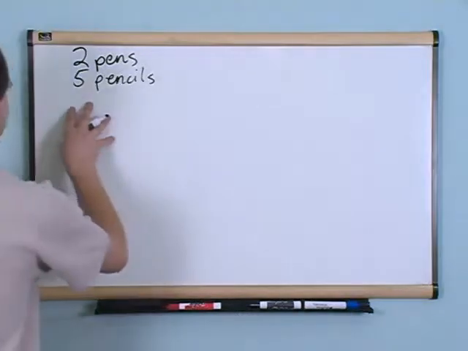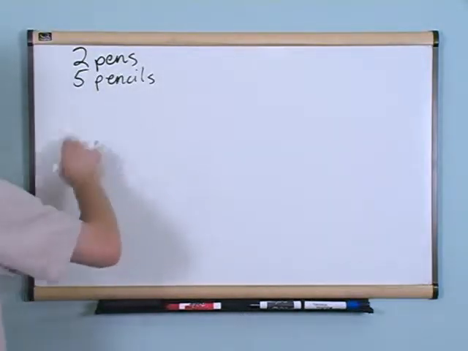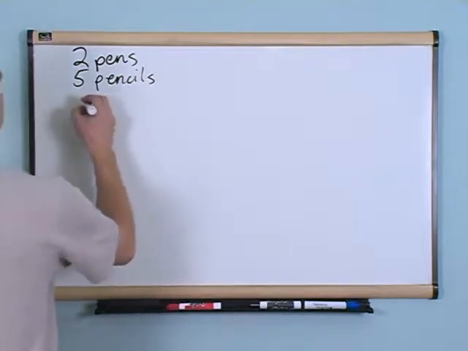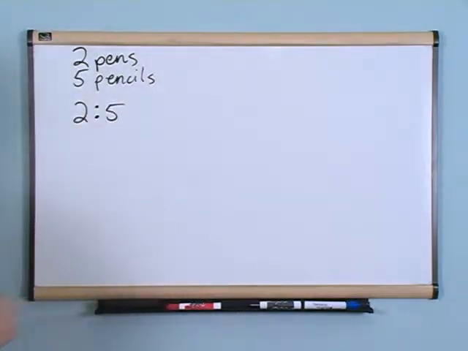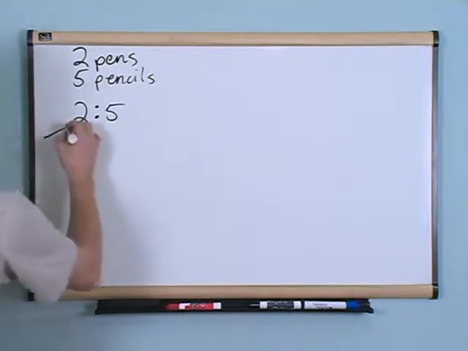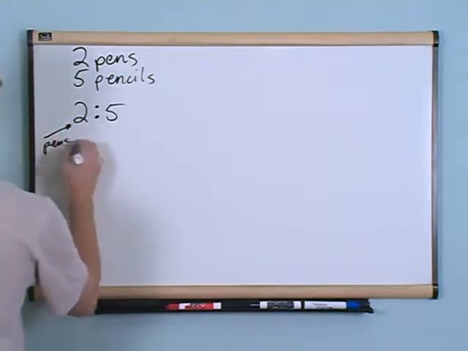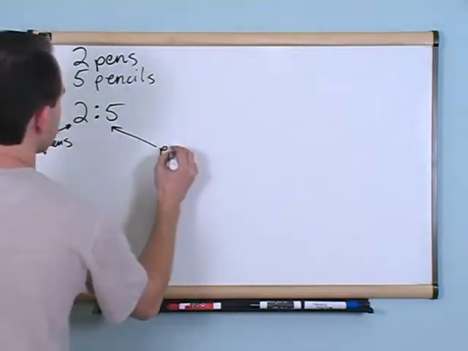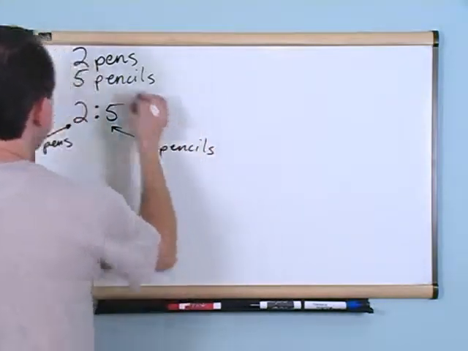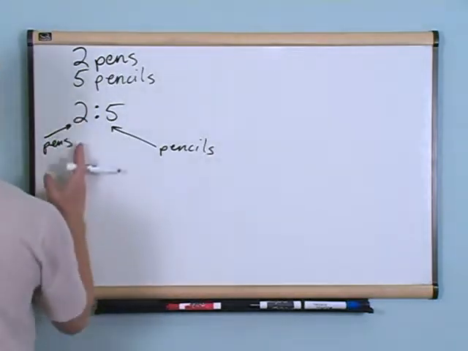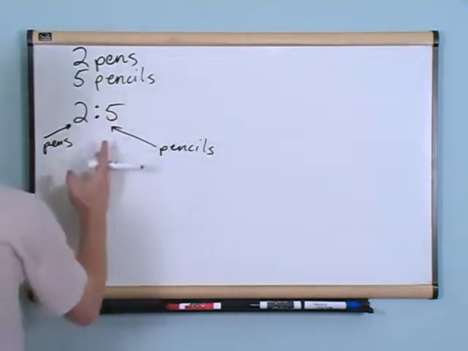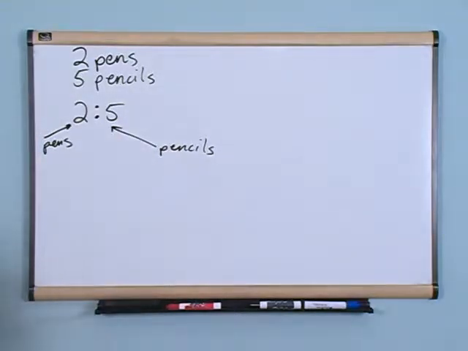Well, the way you write this down, and I know you don't quite understand this just yet, we'll get there, you say you have 2 colon 5, okay? What this means is this is the number of pens, and this is the number of pencils. So it's really nothing special. You just put the symbol in the middle, it's a colon, and basically all it means is this many pens corresponding to this many pencils. That's all it means, okay?